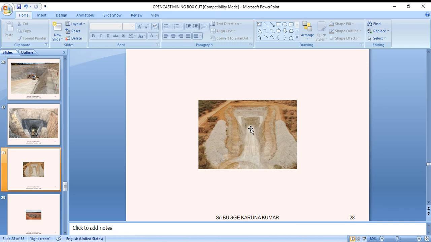The number of entry ramps and exits for the mine depends on the following factors. One, the length of the mine in the strike direction. Two, the requirement of production, how much production is required. Three, the requirement of separate routes for mineral and overburden transport. And the distance of hauling is also one of the important factors.